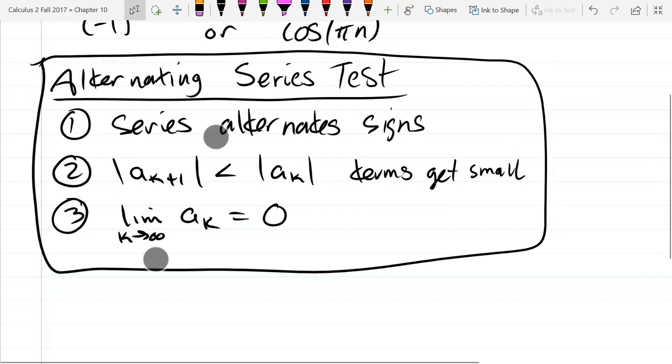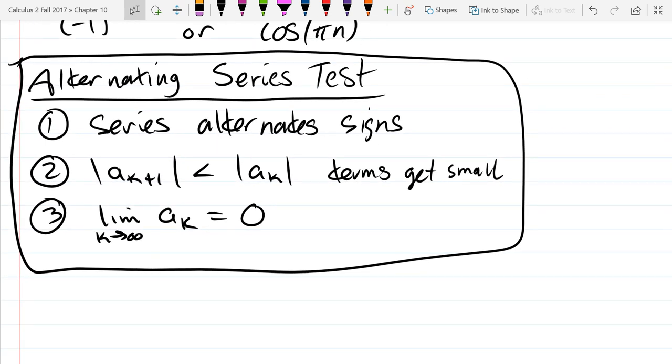What do you mean by the 0? The limit of the terms has to be 0, so they have to not just get small, but go towards 0. If they get closer to something like a half, it won't converge. Okay.